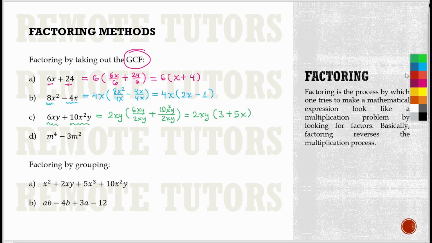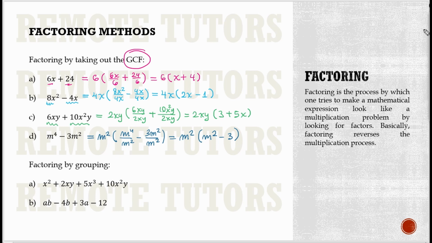And the last example below, you pull out the greatest common factor, which is m squared. You follow the same process. So m to the fourth power divided by m squared minus 3m to the second power divided by m squared. And that gives m squared multiplied by m squared minus 3, as you can see.